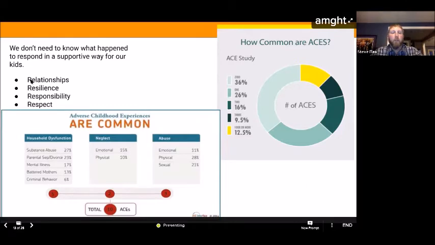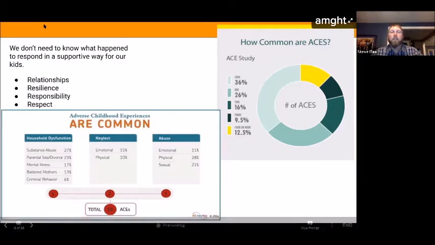What's important about this? Here's my thing: we don't need to know what happened to our kids in order to respond in a supportive way. Everything that we do really comes back to, in my mind, 4 real things. Relationships, which I think is the number one thing we do, building those supportive relationships. Resilience: just because someone has 3, 4, 5, 6, 8 ACEs doesn't mean that we can't counteract some of that. Responsibility and respect.